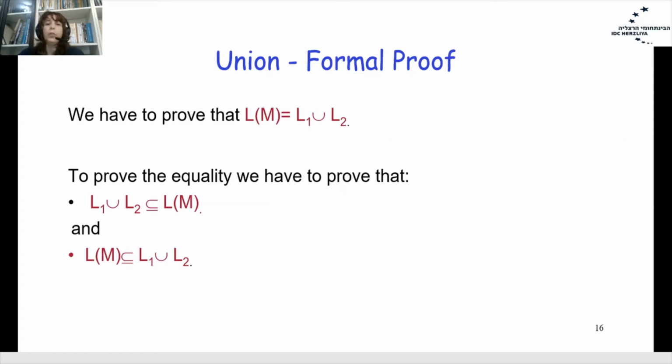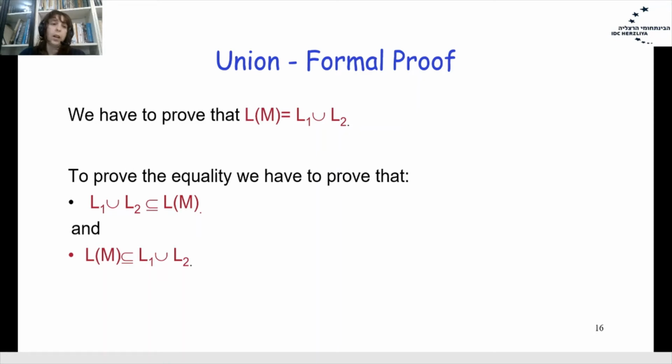Okay, now we have to prove that the machine, the automaton M that we built, actually accepts the language L1 union L2. Once again, to prove the equality of the sets, we will do it bidirectionally. We are required to give the formal proof that the machine M that we built actually accepts the language L1 union L2.